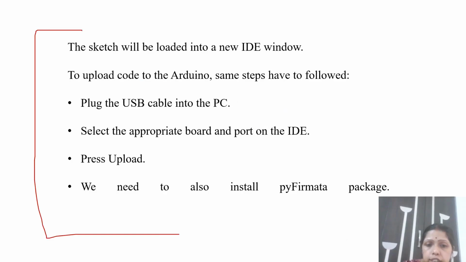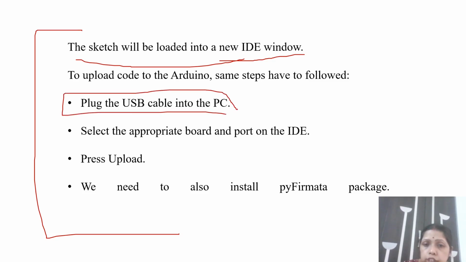So these are the set of instructions you have to follow when you write any code for Arduino with Python. When you open the IDE, the sketch window will appear. First, you have to plug the USB cable into the PC or desktop. The USB cable is the connection between the Arduino board and the PC.